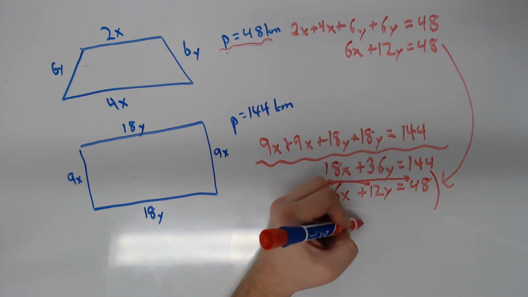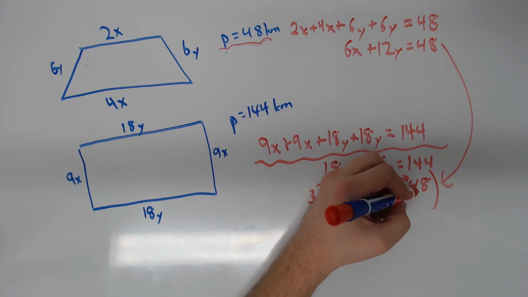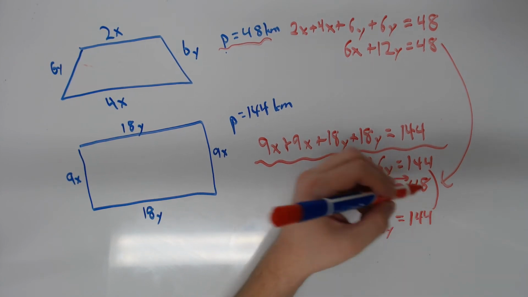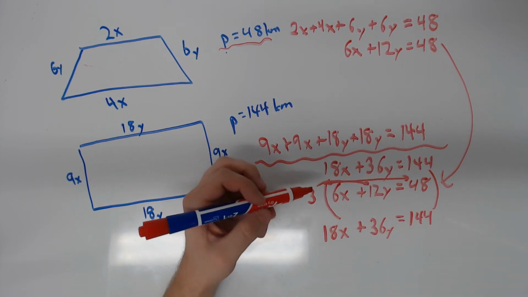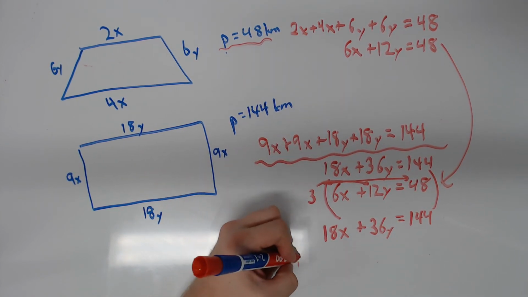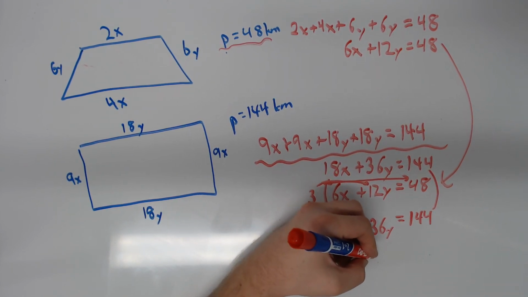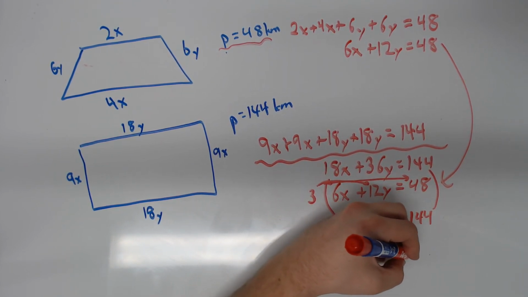3 times 6 is 18. 3 times 12 is 36. 48 times 3 is 144. This is a situation where the equations end up being exactly the same. There are infinite solutions, but that doesn't really help us because we didn't find one solution.